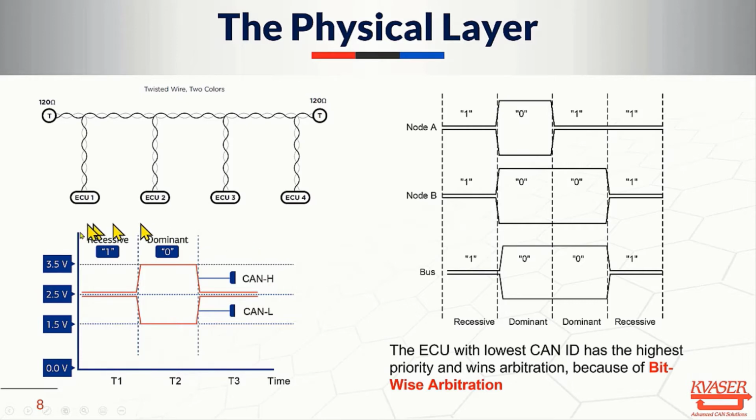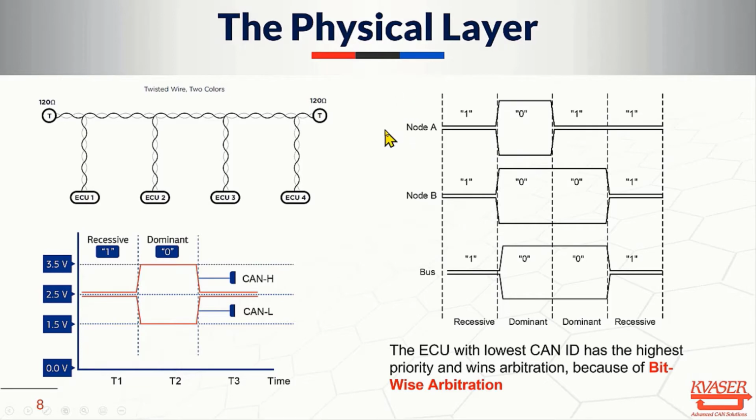And then we talk about the voltages on the two different CAN lines, CAN low and CAN high, and how they are read, and the time segments and how they're sliced up, and then how bitwise arbitration works, which is an important concept to understand for this.